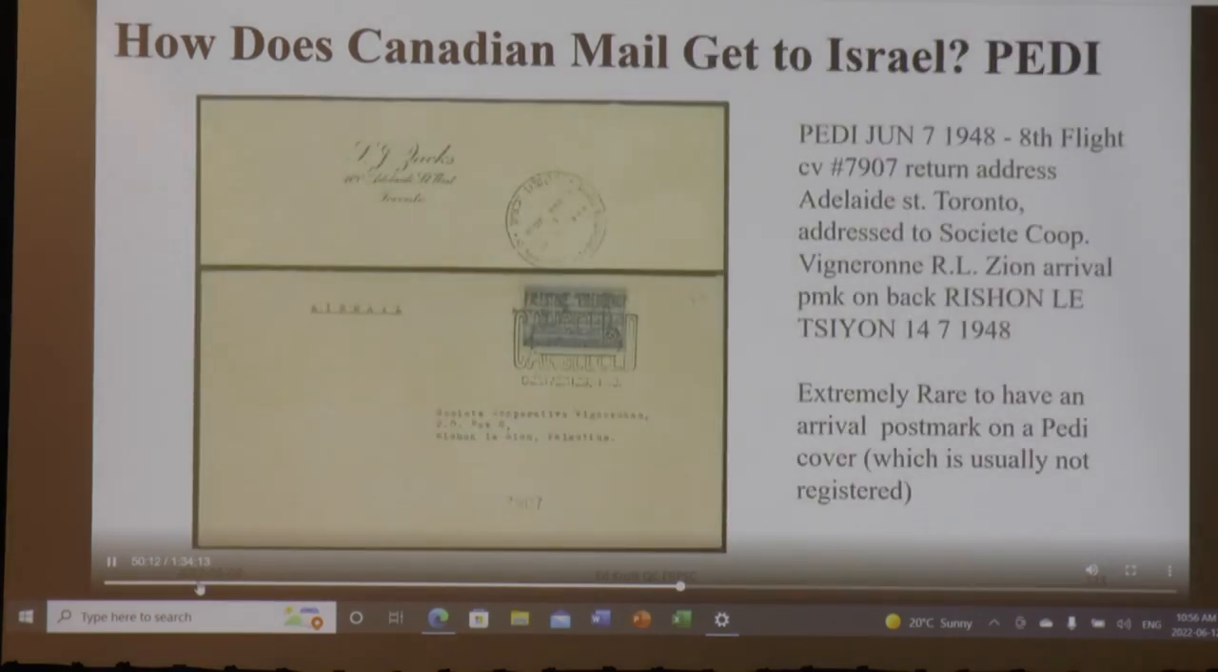So here is the only recorded example of a letter going from Canada to Palestine, to Rishon LeZion, to the winery in Palestine, the largest winery. And I think the address is very interesting, 100 Adelaide Street West. The law office of which I'm a partner is located in First Canadian Place, which is roughly the area around 100 Adelaide Street West. And that's where that letter came from in July of 1948. It left on June the 7th, 1948, and it took 1 month to get to Israel, July the 14th.